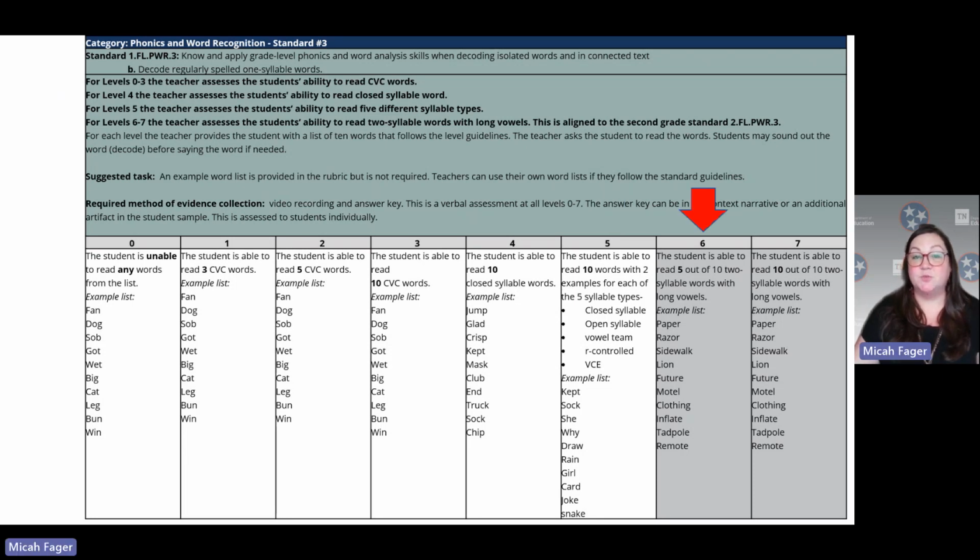If the student is able to read 5 out of the 10 two-syllable words with long vowels, then the student work sample receives a level 6. If the student is able to read 10 out of the 10 two-syllable words with long vowels, then the student work sample receives a level 7. Again, if the student is successful at completing either level 6 or 7, then the teacher does not need to upload evidence of successfully completing levels 0 through 5.